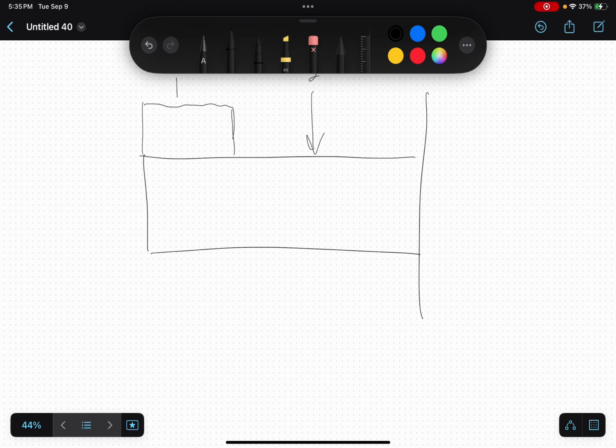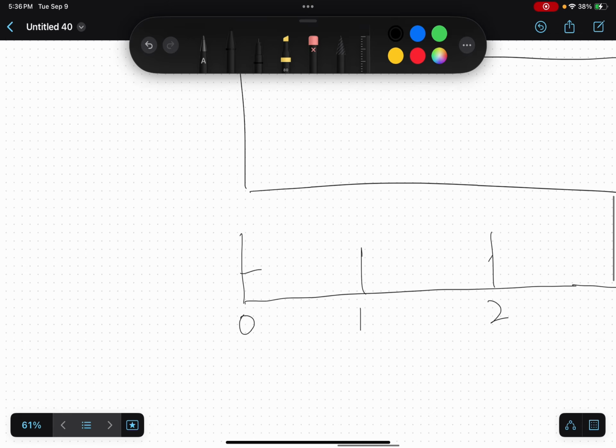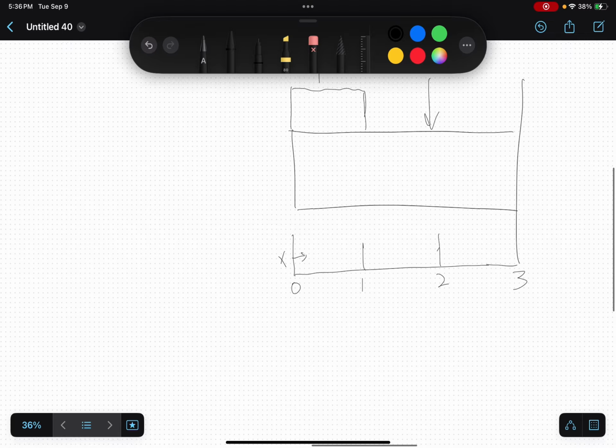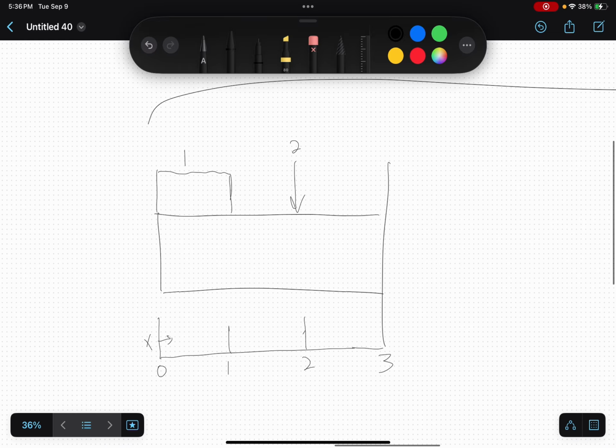The whole length of the beam is 0, 1, 2, 3. Okay, cool. And we're starting from the left side, so x equals 0 is on the left side. Cool. So what does this beam have?